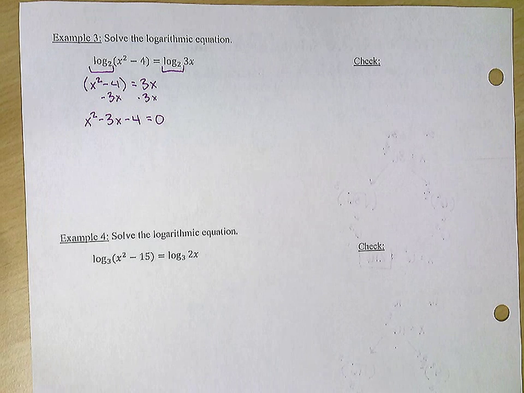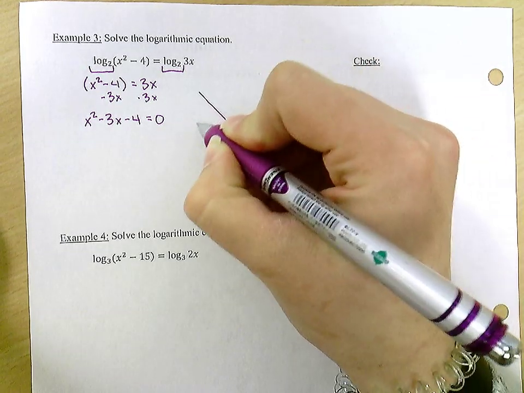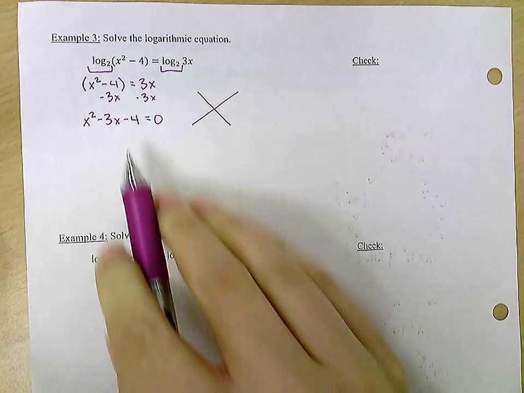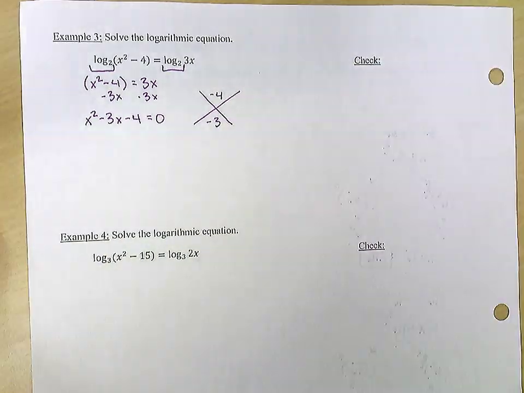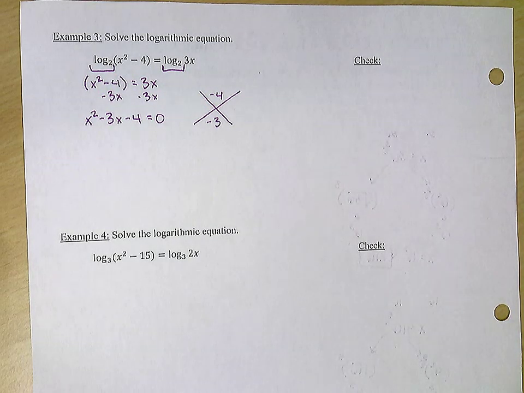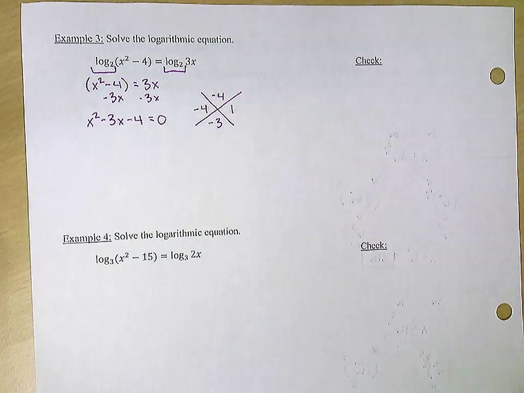Okay, what do I have to do from here? Do you remember? If it's a quadratic, what do I have to do? You have to factor. Okay, so I need to see what multiplies to negative 4 and adds to negative 3. It's not 2 and 2. Negative 4, positive 1.